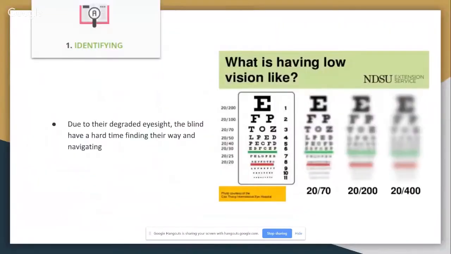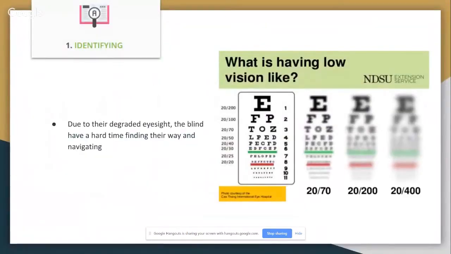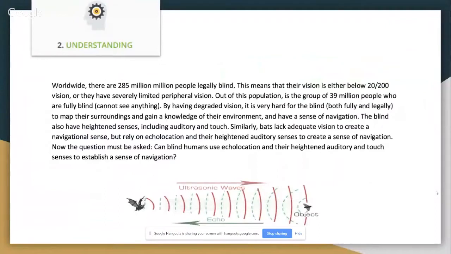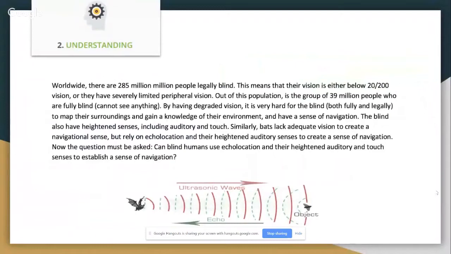We know that legally blind people, or just blind people in general, have degraded eyesight, and this means that they have a hard time finding their way and navigating. Now that we've found our problem, we can research it and understand that there are 285 million people who are legally blind, meaning that their vision is below 20/200, even with their glasses or contacts on. Out of these people, 39 million are fully blind, meaning that they can't see anything whatsoever.